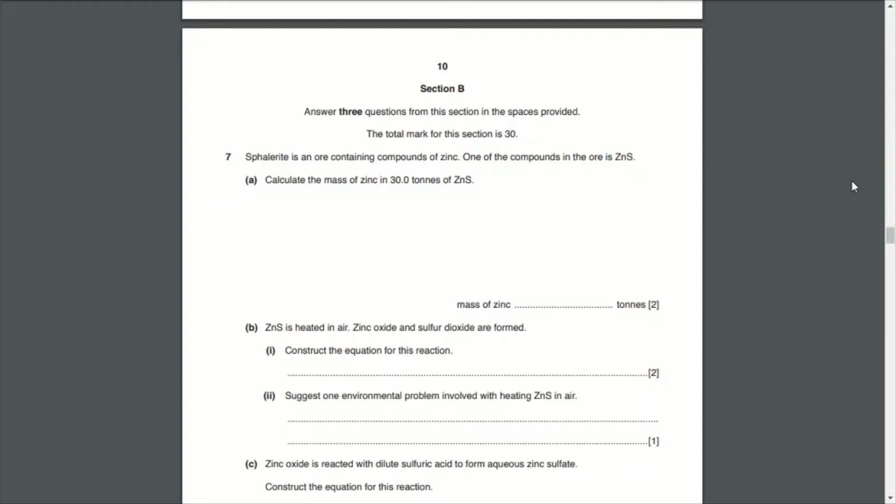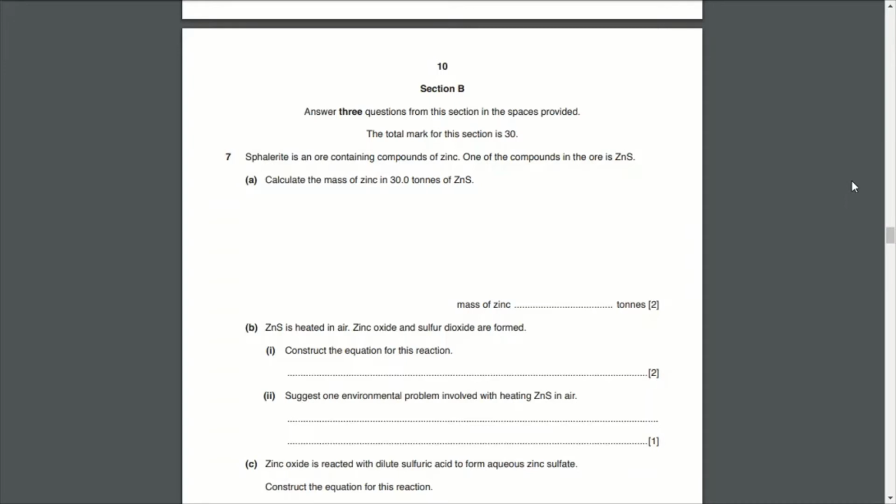So for this, first of all, we'll find the percentage of zinc, and it is around 67%. Then we're going to find the mass of zinc, for which we are going to do the percentage of zinc into the total mass. So we will do it in this way: 67 upon 100 into 30 tons. For this, the answer would be around 20.1.